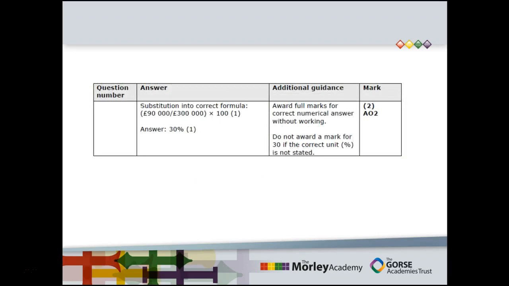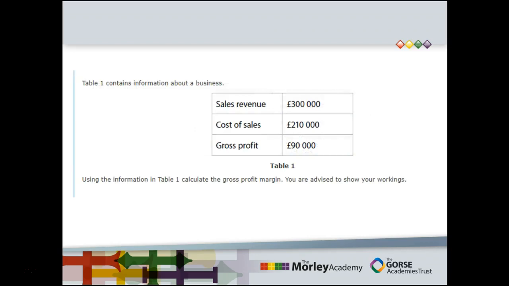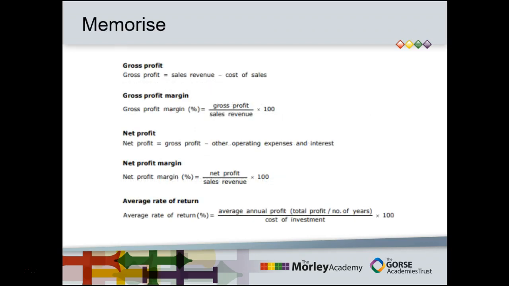One thing though, this came before they started putting the units on the line. The bottom right hand corner here says do not award a mark if the correct unit is not stated. In the new exam paper now, the units are stated on the line, and therefore you will get your 2 marks anyway. But you do need to be able to do this style of calculation, so make sure that you are taking some time to memorise these.